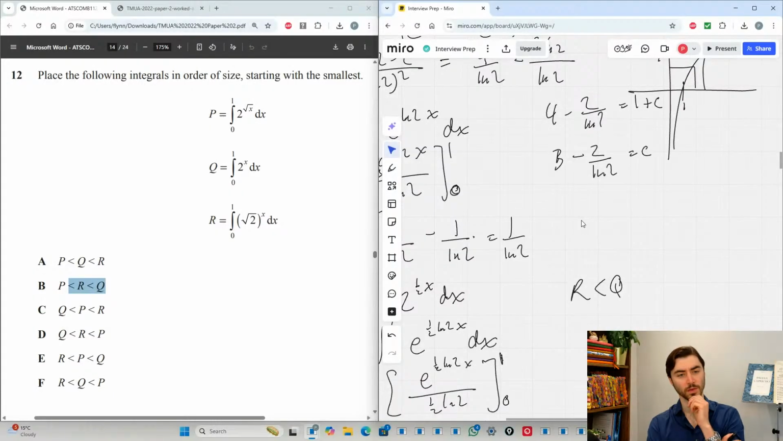Oh, I should really have done this in the graph, shouldn't I? Can I graph these? Oh, that's so frustrating. Okay. When x equals 0, they all equal 1. Can I differentiate that instead to find the graph?